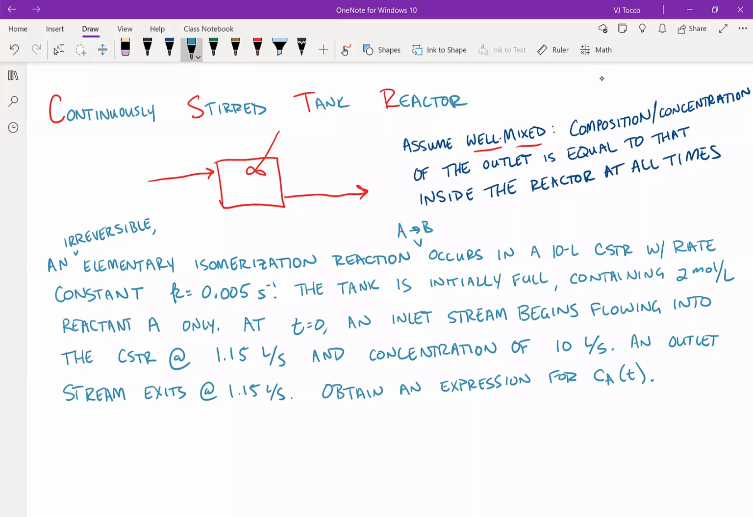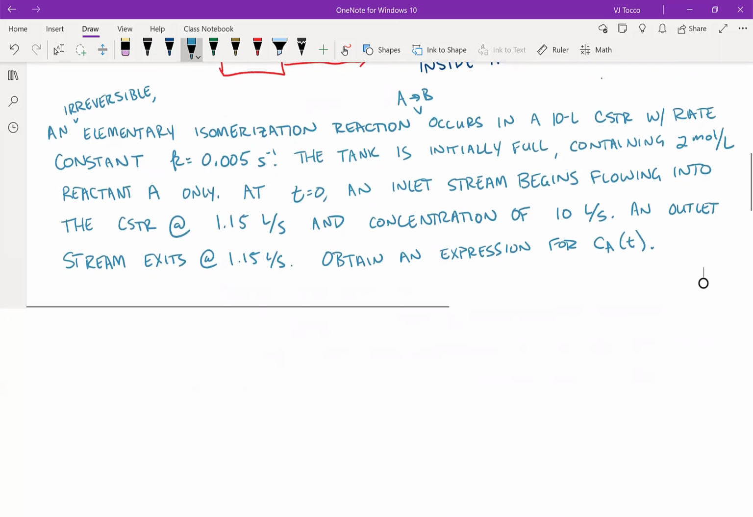At t equal to 0, an inlet stream begins flowing into the CSTR at a flow rate of 1.15 liters per second and a concentration of 10 moles per liter. An outlet stream is going to be exiting at the same volumetric flow rate. Obtain an expression for CA of t. All right, so let's draw a picture.